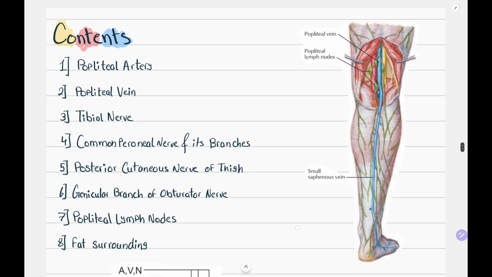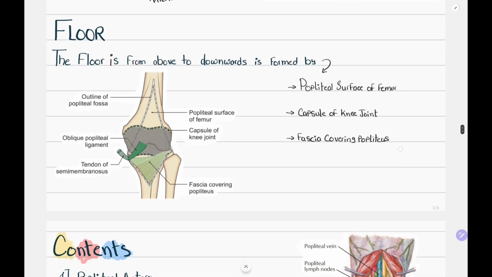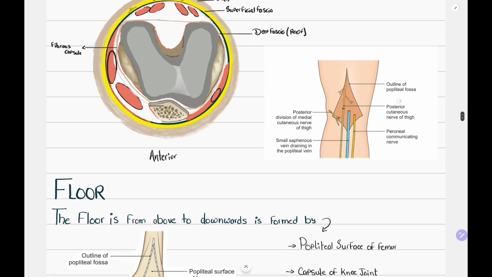Coming to the contents of the popliteal fossa, the first one is the popliteal artery. This is the popliteal artery. Second one is the popliteal vein, and third is the tibial nerve. I have covered all these in great detail in my knee joint video. Common peroneal nerve and its branches. This is the common peroneal nerve and its related branches. Posterior cutaneous nerve of thigh, as I have already covered this.